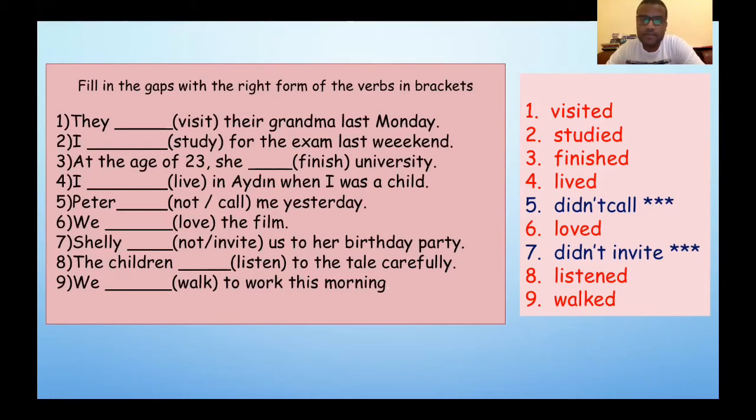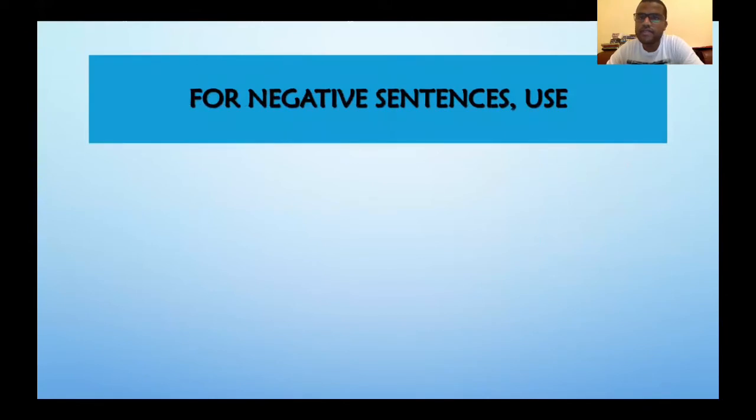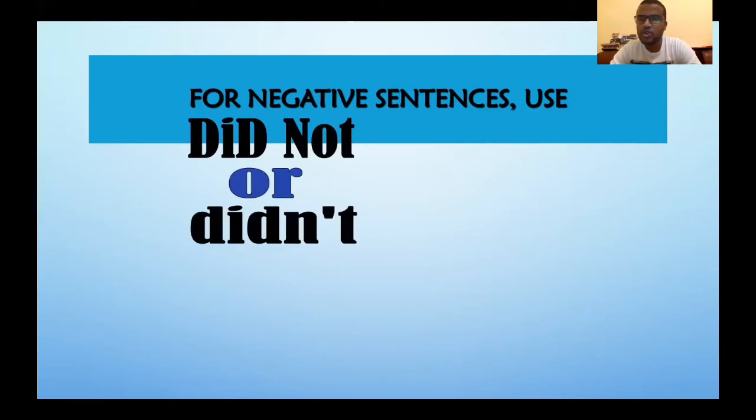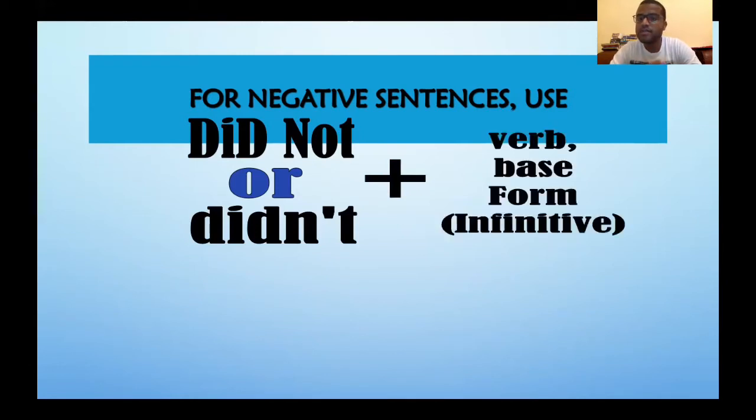So the next thing we have is negative sentences. When we have a negative sentence in the simple past, how are we going to form it? As we have just seen, we form it by adding did not or didn't plus the verb in the infinitive. We can say the base form. We are not going to add anything to the verb. We're going to keep it in the infinitive. No d, no ied, nothing.